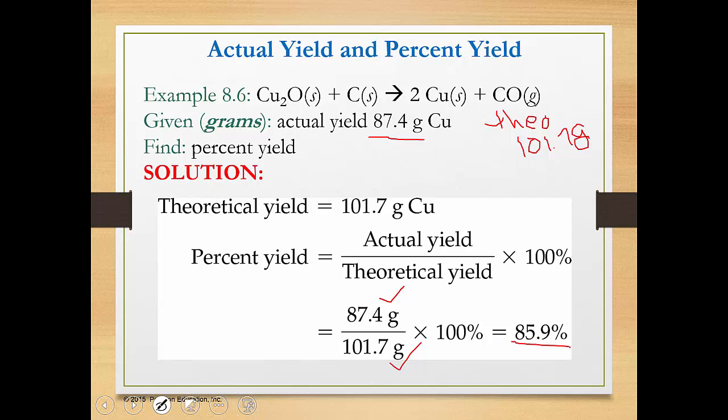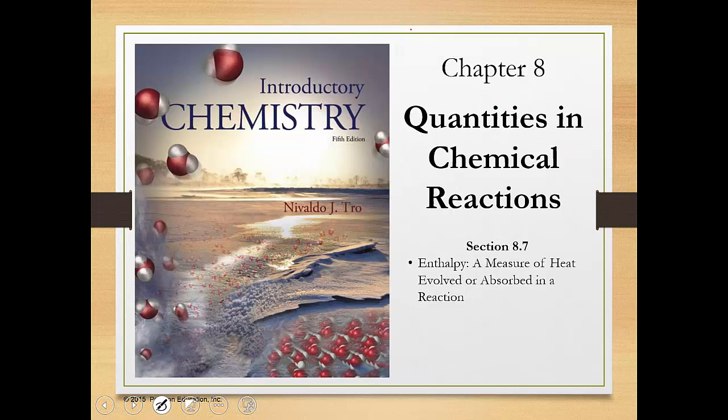Okay, so notice that actual yield is the one thing in here that you don't calculate. You calculate limiting reactant, you determine limiting reactant through a calculation, you calculate theoretical yield, you calculate percent yield. Actual yield is something that has to be given or determined experimentally. So that wraps up those two sections, 8.5 and 8.6 for Chapter 8.